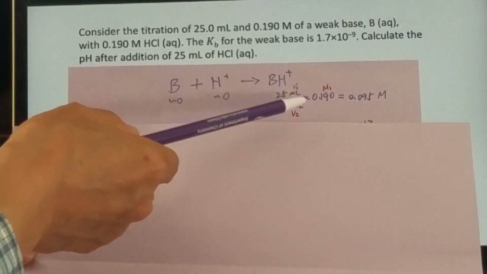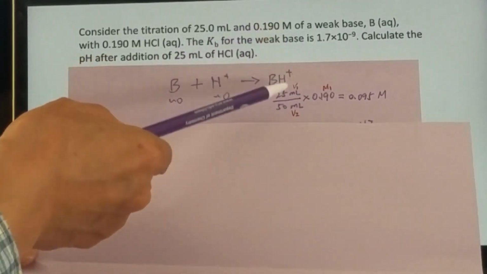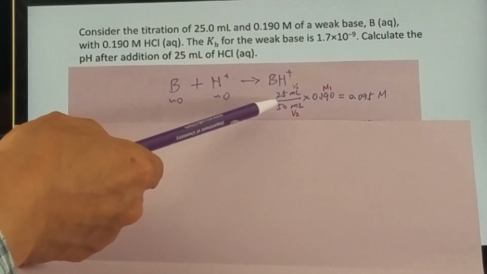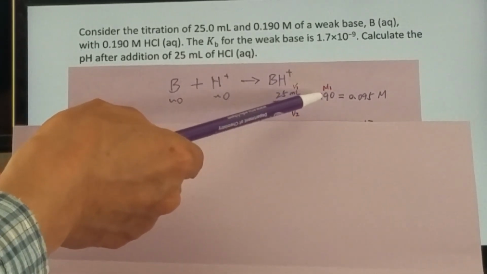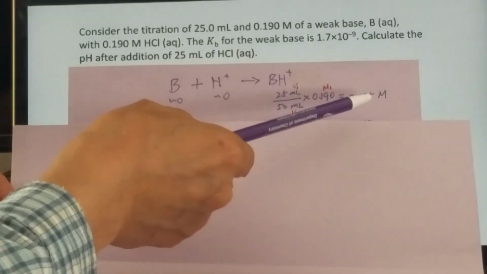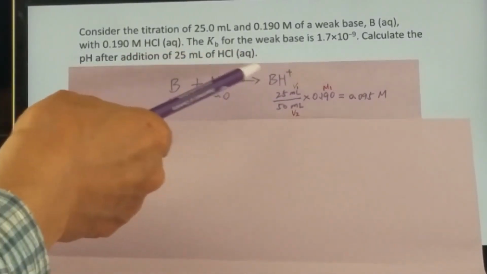But anyway, as you can see, the initial concentration is 0.19, and now the volume is simply doubled, so therefore the concentration should be halved. So 0.095 molar, okay? That's at the equivalence point.